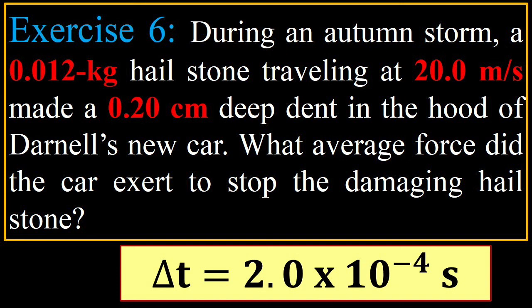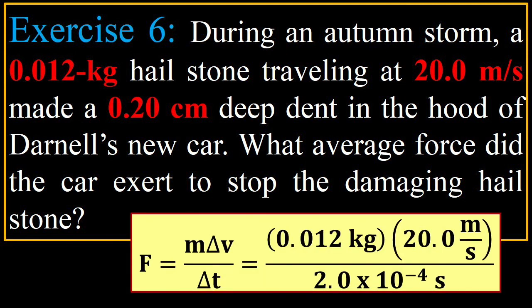The smaller the duration, the greater the force. So expect a large force because of that small duration. Remember, force and time are inversely related to one another. All right, so now we know what the change in momentum is. It's going to be 0.012 times 20 meters per second. That's going to be the change in momentum, and that's going to equal the impulse.